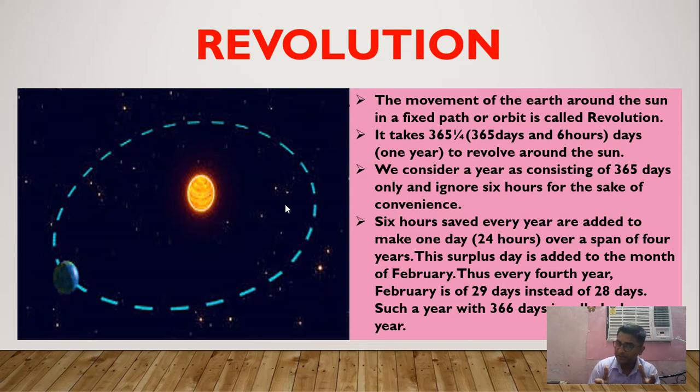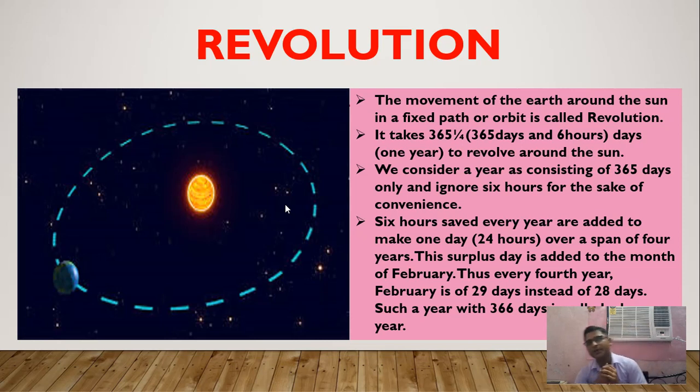So the year having 366 days, the year having 29 days in February, the year which comes at the fourth number after every fourth year, that year is known as a leap year. Many times this question is asked: what is a leap year? A leap year is a year which comes after every fourth year. How do you know? Any year which can be divided by 4 will be a leap year.